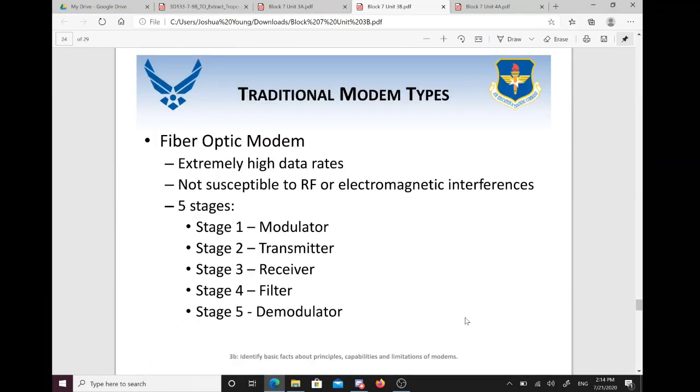So your traditional modem types, your fiber optic modem, it's capable of processing extremely high data rates. This is something that's going to be used in today's data transmissions for most of your data that is facilitated through your internet service providers. You're using some kind of fiber optic modem because you have speeds of up to, I think 3G is what we're up to right now for commercial internet that you can get at home. I think that's what one of my friends was telling me. He had a 3G down connection at his house.